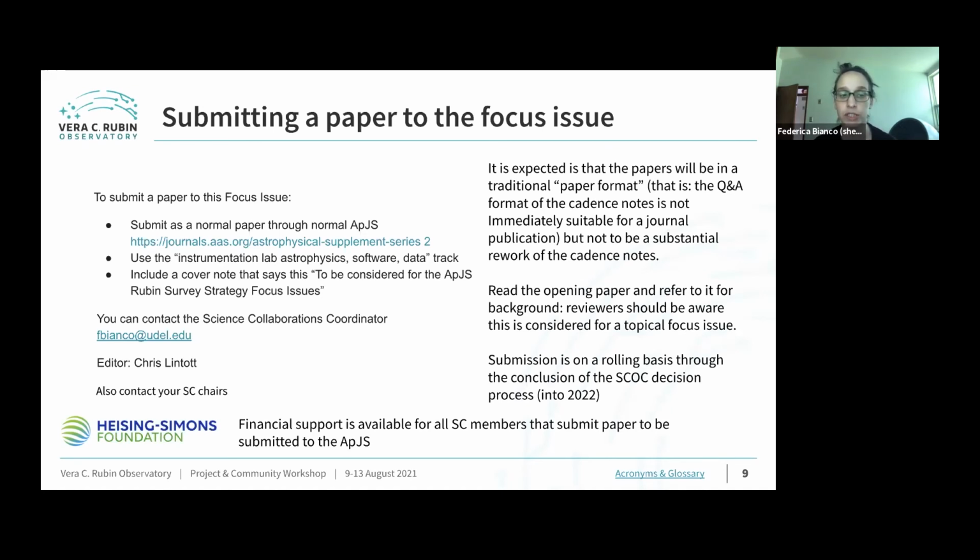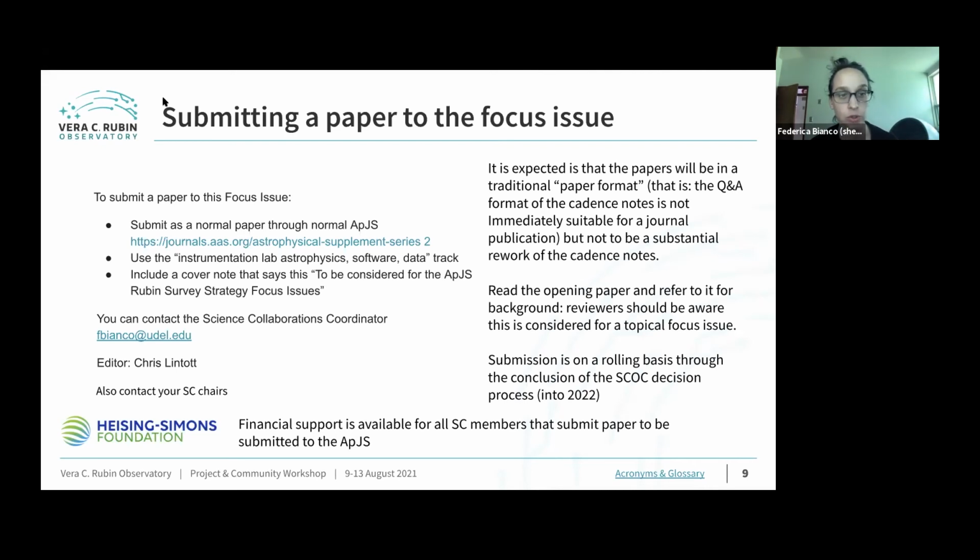And just one final word to say that the Cadence Note had a very specific structure that was driven by the need to contain the amount of reading material that the SCOC was subject to. So they had a Q&A structure that is not really a journal-friendly structure. So the idea is not to submit the Cadence Note perhaps as it is, but also you shouldn't think about this as a huge overhaul of the work that you've already done.